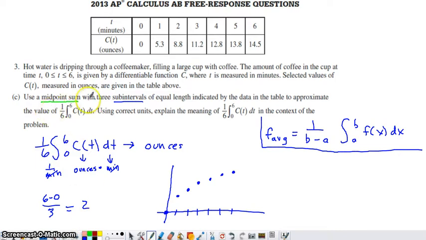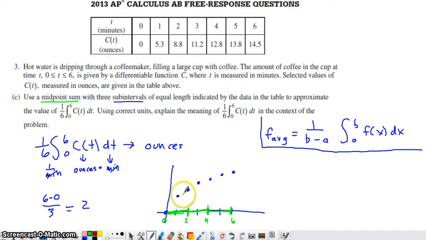We want to use 3 subintervals of equal length. We said a few minutes ago that each subinterval was going to have a width of 2. So the first subinterval goes from 0 to 2. The next goes from 2 to 4. This would be the end of my first subinterval, and this would be the end of my second subinterval. And then my last subinterval goes from 4 to 6. So we have these 3 subintervals of the x-axis, each of width 2. We're supposed to do a midpoint sum.